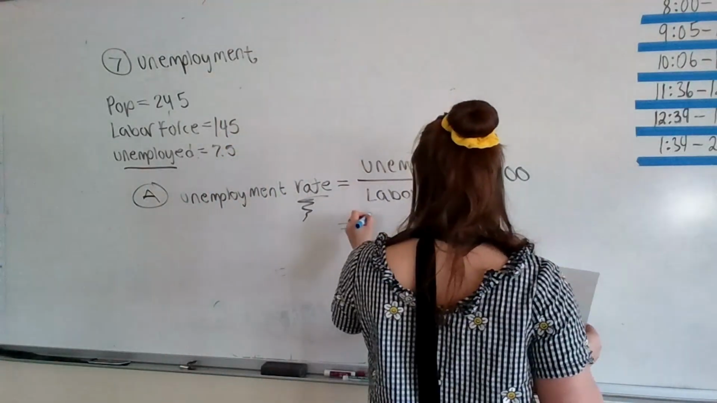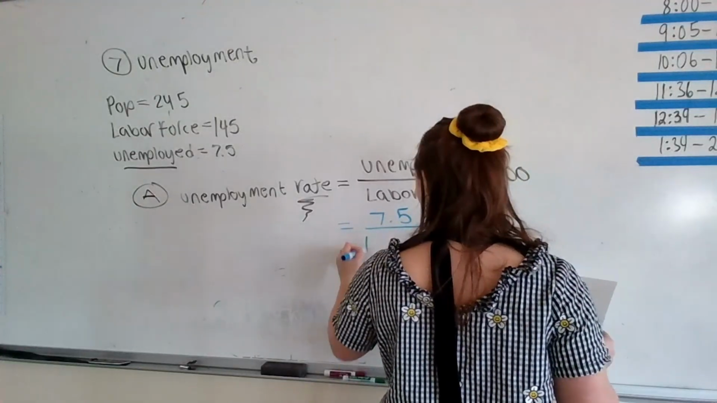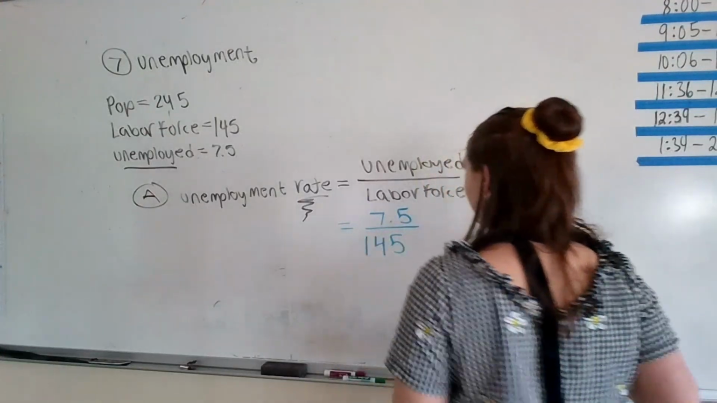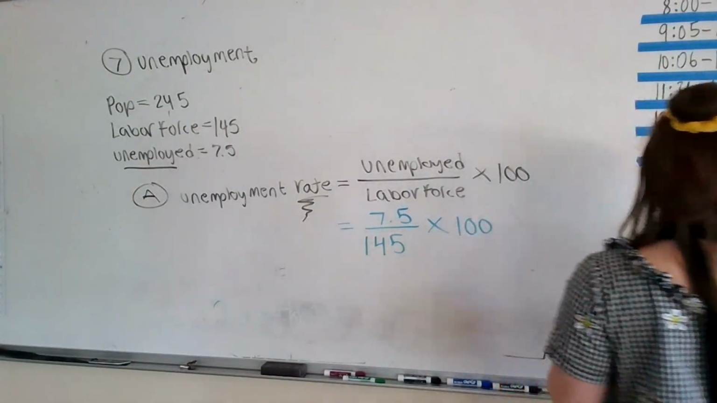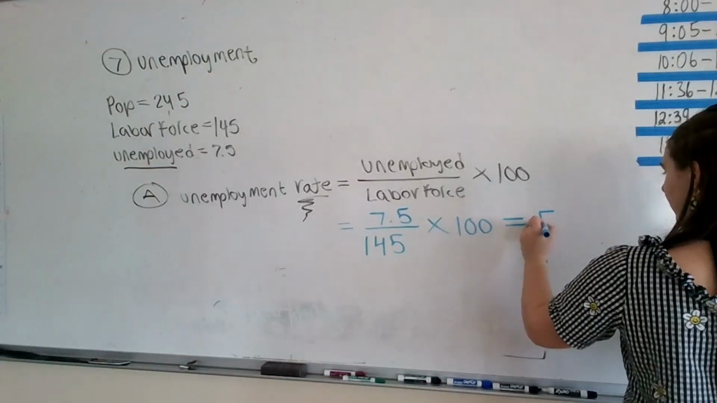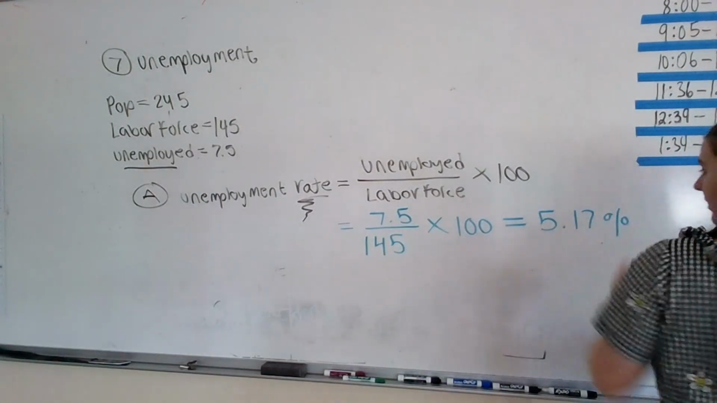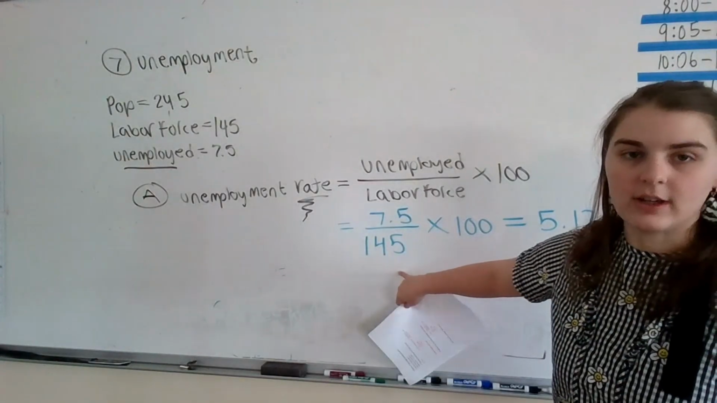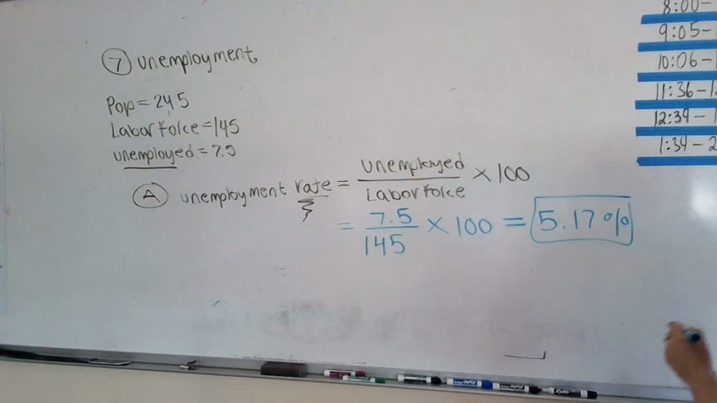We got 7.5 million people who are unemployed, and for a total of 145 people in our labor force, and we multiply that by 100. It's going to give us about 5.17%. Remember, it's okay to use a calculator for this. All right, that's our first part. That's our answer to A.